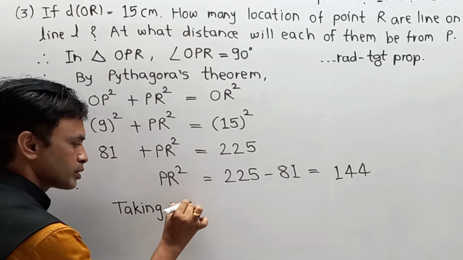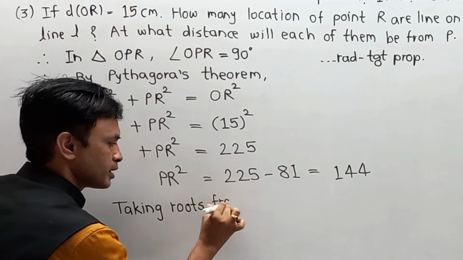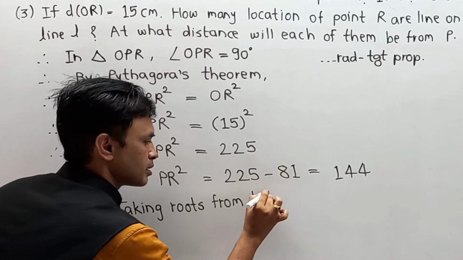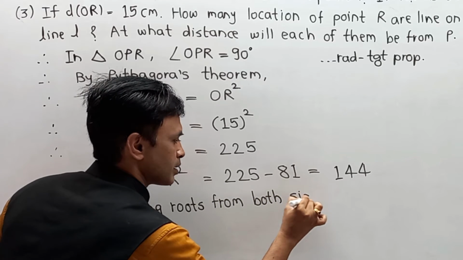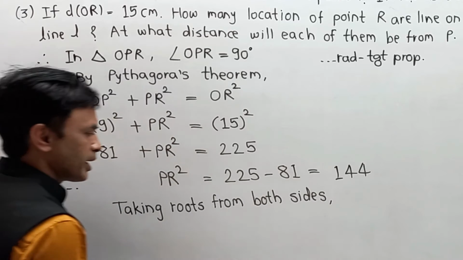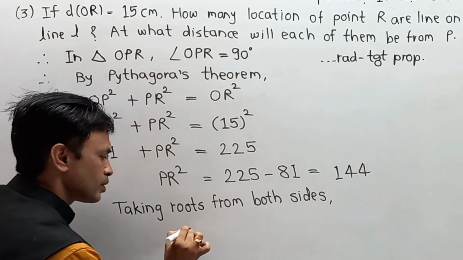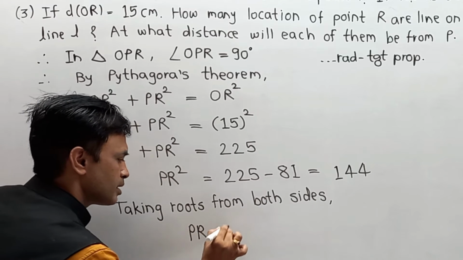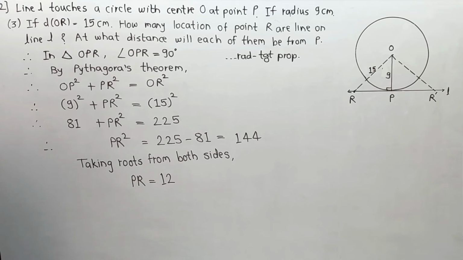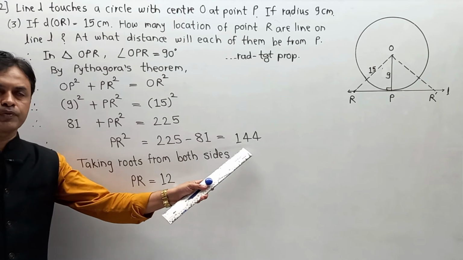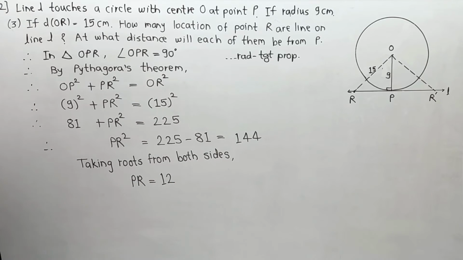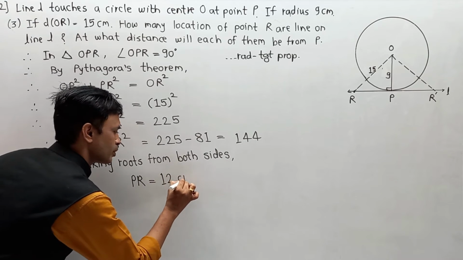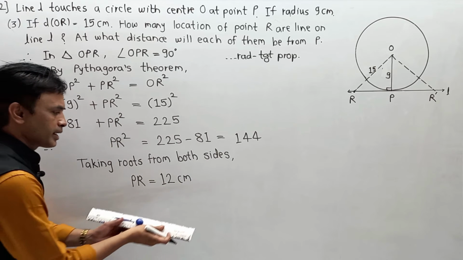taking roots from both sides, PR square is 144 means PR is equal to 12, because 12 square is 144. As they have used the unit centimeter, I am going to indicate centimeter, and this is your answer.